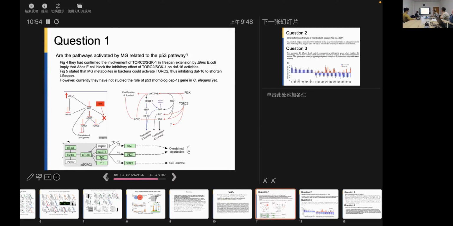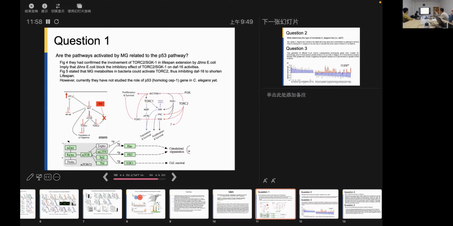And also figure five says, what is the pointer? You can just use the mouse in order to point. You're pointing to some scheme for us? Yes, okay, then just point, make sure to use the mouse pointer just to what you want to get. So this figure four is stating that TORC and SGK1 is acting on the lifespan extension here, and it is actually blocking the lifespan extension. And they also did some experiment that say that actually HNS is blocking the inhibitory effects of the TORC. HNS is blocking the inhibitory TORC SGK1 effects on DAF-16 activity.